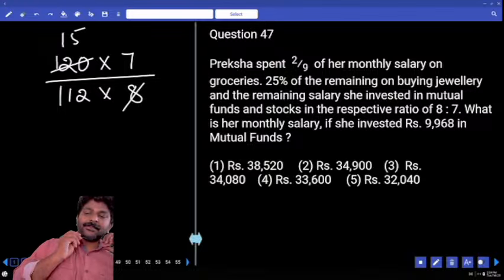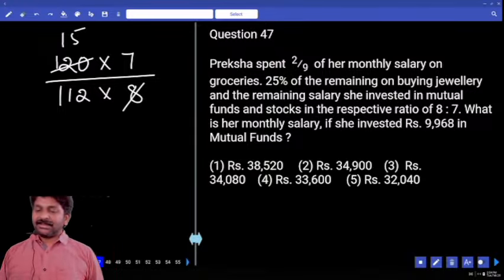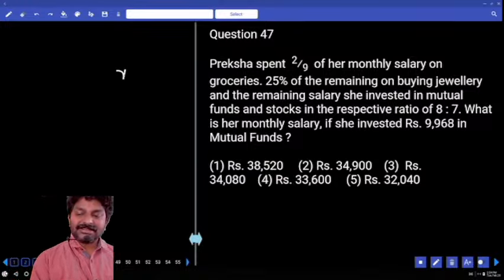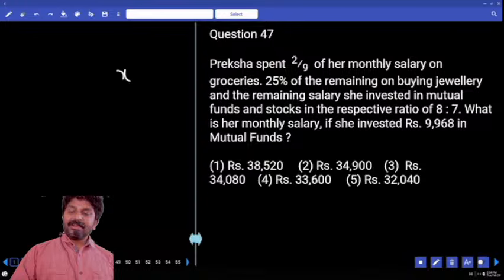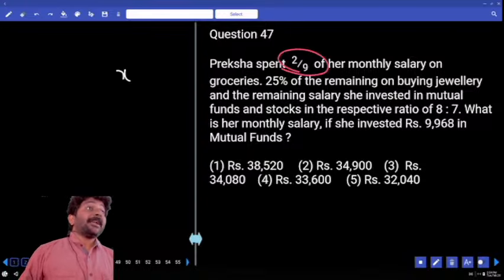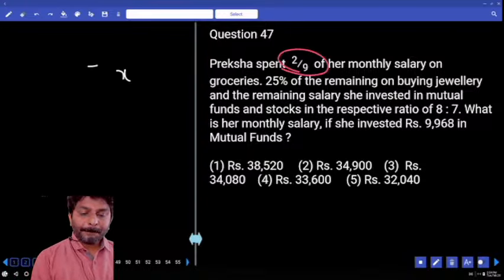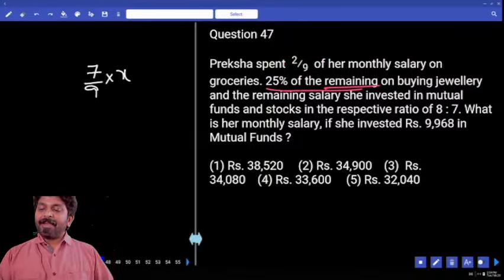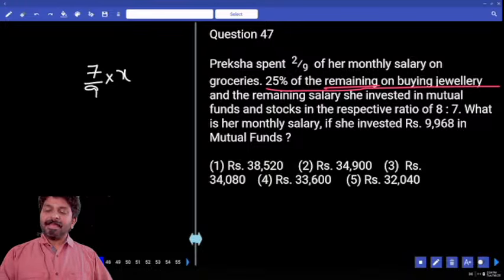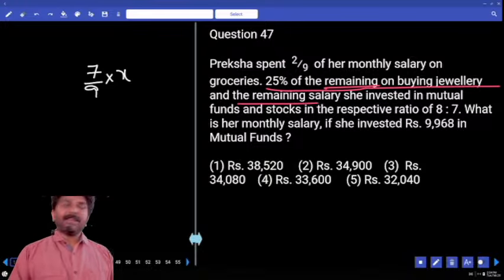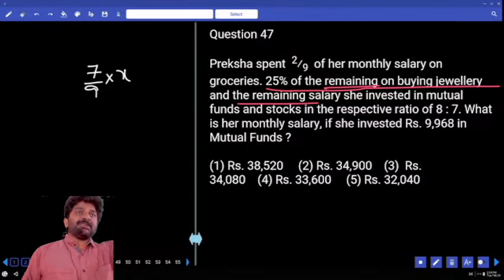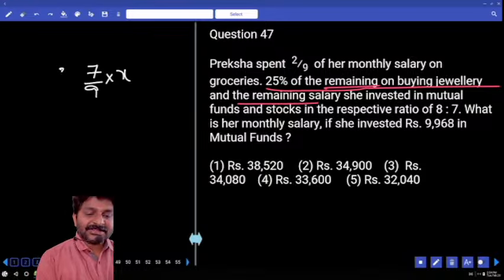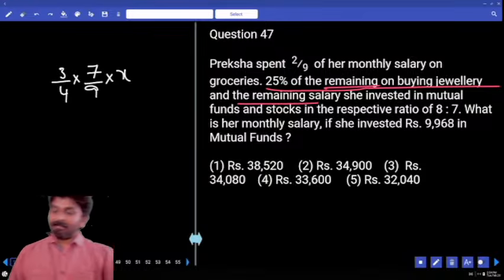Preksha spent 2/9 of her monthly salary on groceries, 25% of the remaining. Wait. Let me take the initial salary as X. She already spent 2/9, right? Let me calculate what is remaining: 7/9. So now I know the remaining. 25% of the remaining on buying jewelries, and the remaining. Stop. If 25% is over, how much is remaining? 75%. You can write it as 3/4. Now we got the remaining.